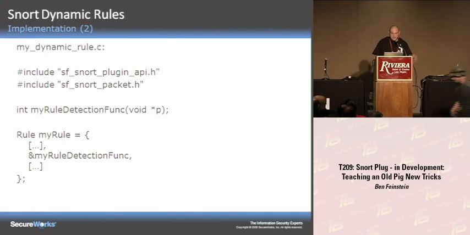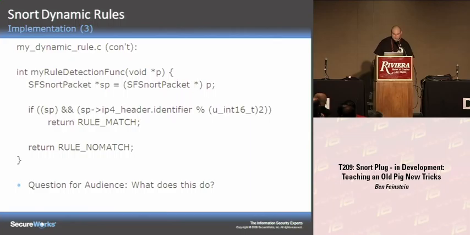So here's just a very simple mydynamicrule.c. Include a couple header files, define my callback function. In my rule structure, I have a pointer to it, and the Snort engine is going to take care of the rest. Here's a little code snippet from an example rule detection function.